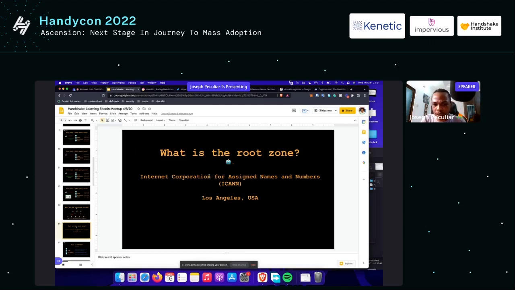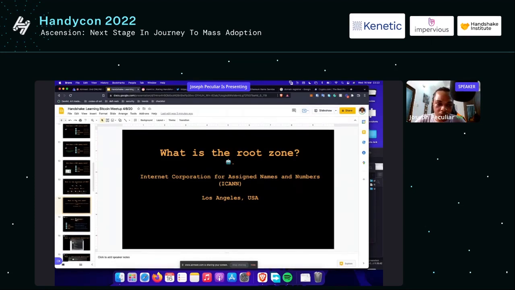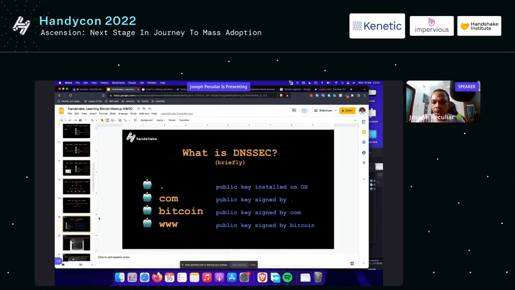ICANN stands for the Internet Corporation for Assigned Names and Numbers, which is based in Los Angeles, USA. So what does that mean? It means the entire internet infrastructure relies on a set of keys signed by one organization, so everyone has to trust that key to be sure that whatever it is doing is right for whatever we are doing on the internet. That is what Handshake aims to solve: this entire internet infrastructure relying on trust in a single organization. So what is DNSSEC?